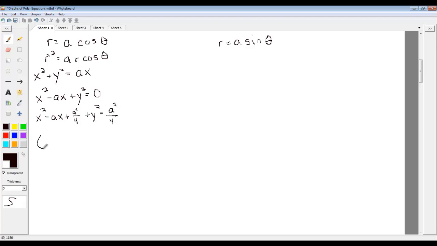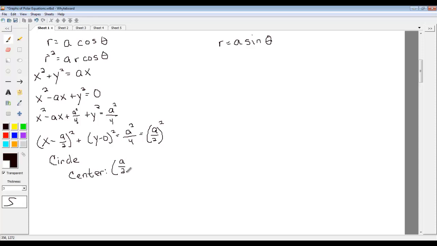You get that. And then finish factoring when you're doing the completing the square. You get that. Essentially, you've got the equation of a circle with center at a over 2 comma 0, and with radius a over 2. Pretty cool, huh?